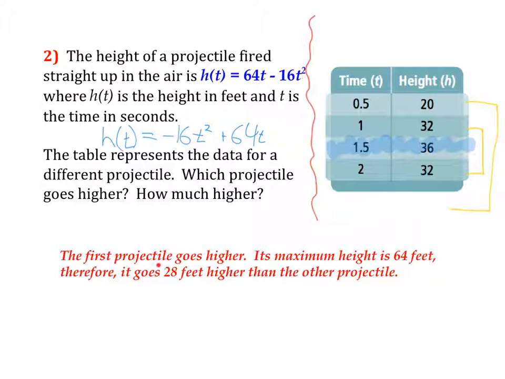So the first projectile is going to go higher. The maximum of this first one is 64 feet. So therefore it goes 28 feet higher, because 64 is 28 more than 36 than the other projectile.